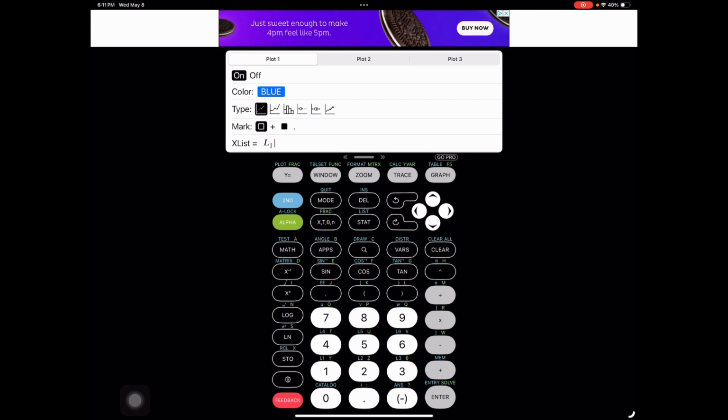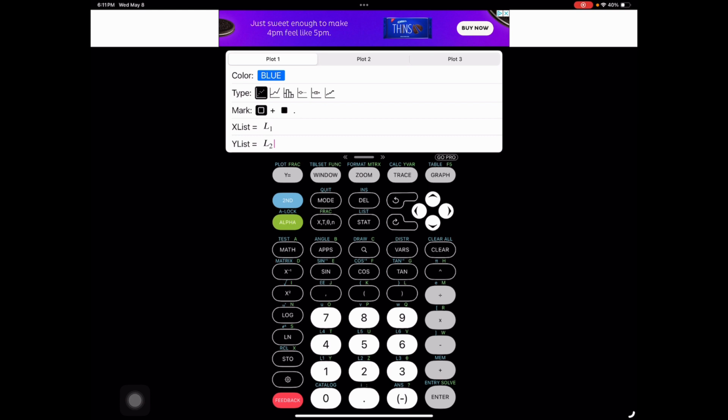And then you need your X list, should be L1. If it's not, remember you can hit second and number 1 to enter L1. When you go down, your Y list should be L2. So as long as all of that is set, then we're ready to make our scatter plot, which is what you're going to see on your notes in steps 5 and 6.